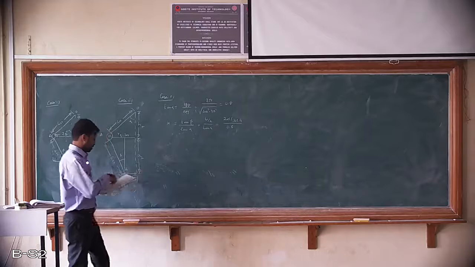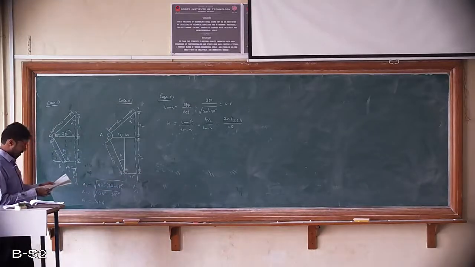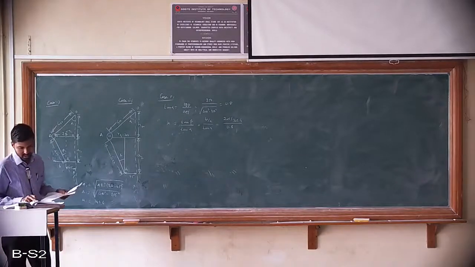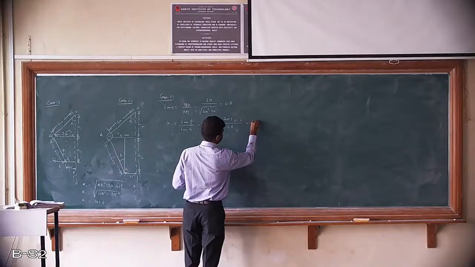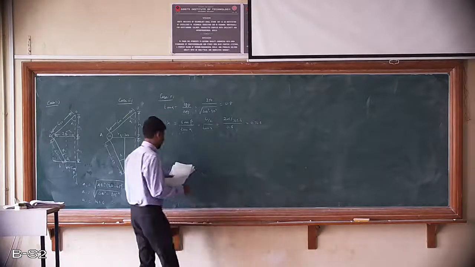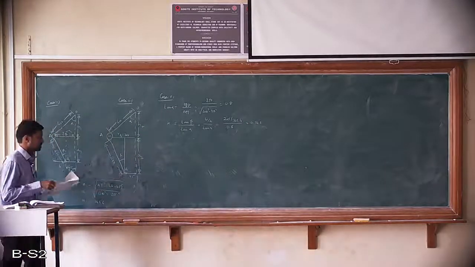So we have all the values, so we can find out the value of K. The value of K is 0.746.